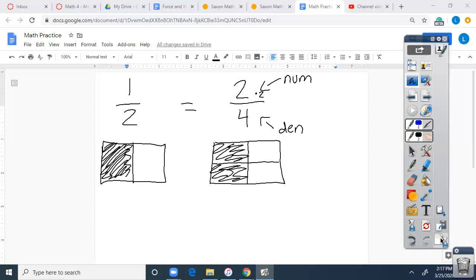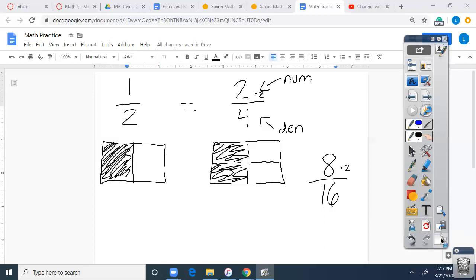Okay, so let me give you another example. 8/16. Is that equal to 1/2? Well, remember what we can do. 8 times 2 is what? Is 16. So 8/16 is 1/2.